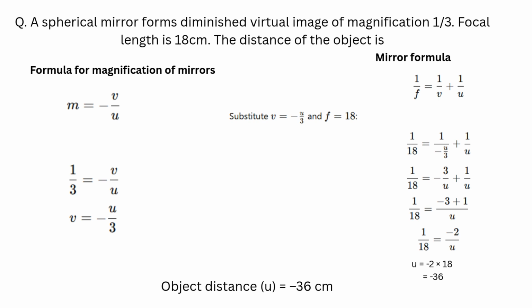Let's do a problem. A spherical mirror forms a diminished virtual image of magnification 1 by 3. Focal length is 18 centimeters. Find the distance of the object. We know the formula for magnification. m equals minus v by u. Using that we get v as minus u by 3. Now substituting the value of v in the mirror formula, we get 1 by 18 is equal to minus 2 by u. So u equals minus 36, which is the distance of the object.